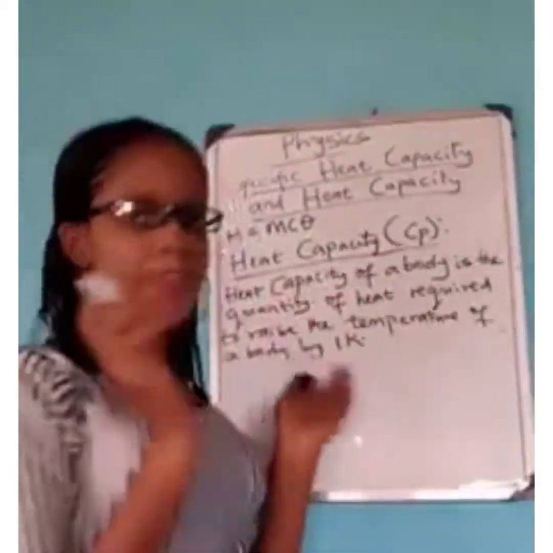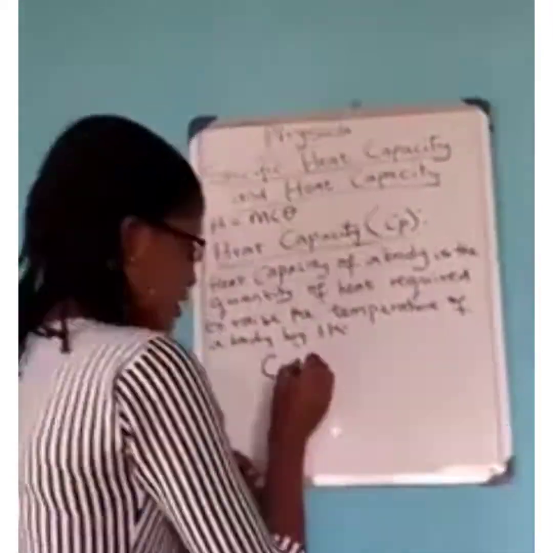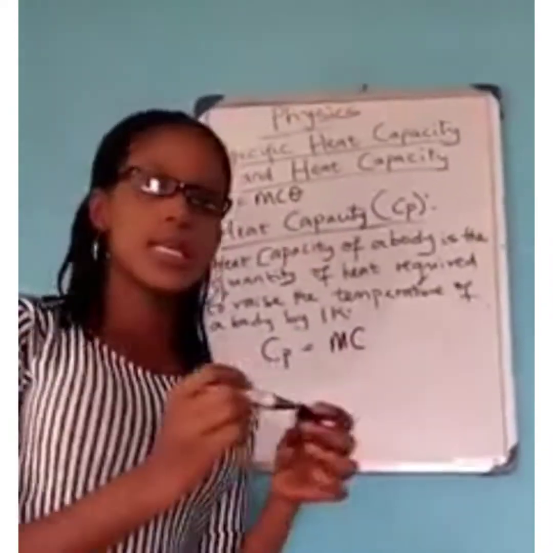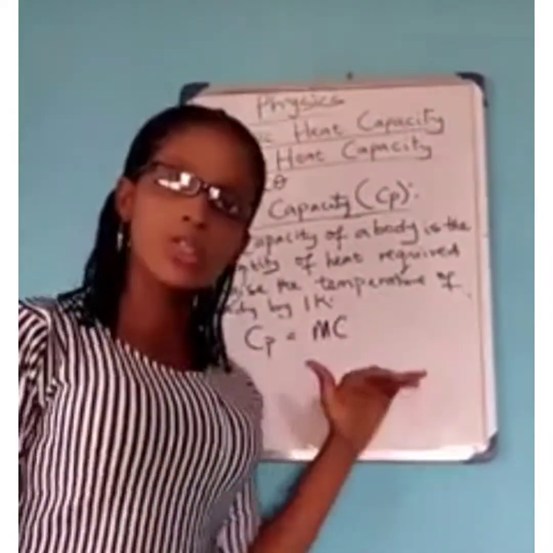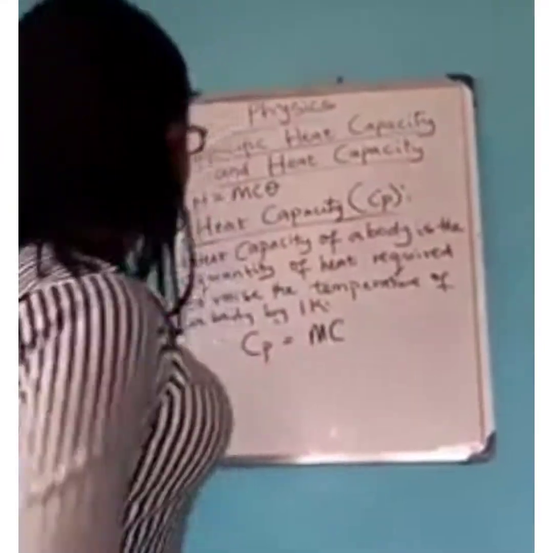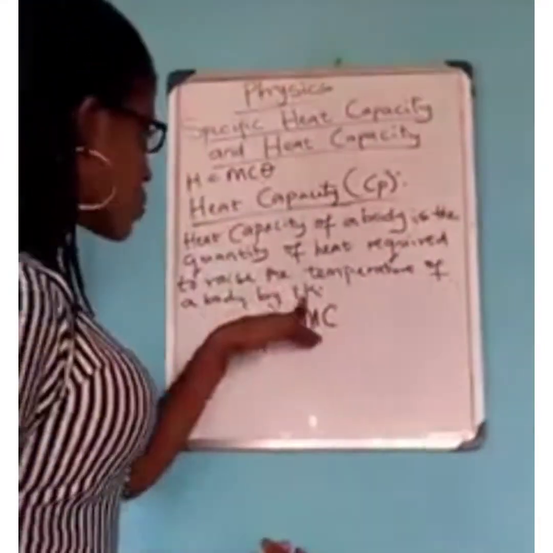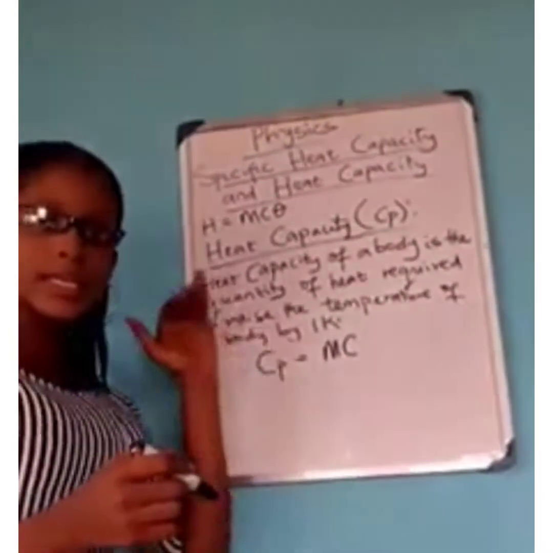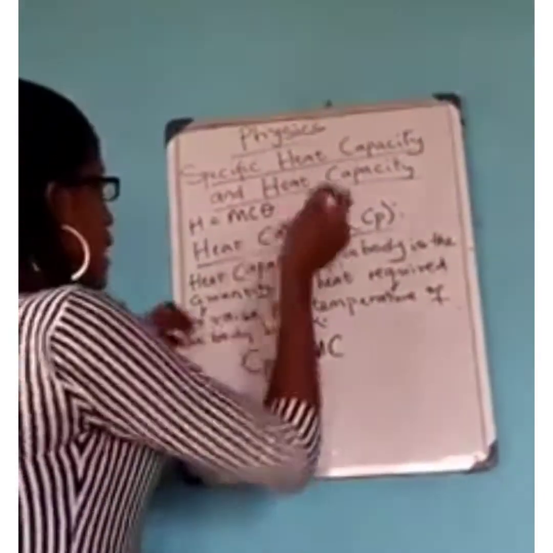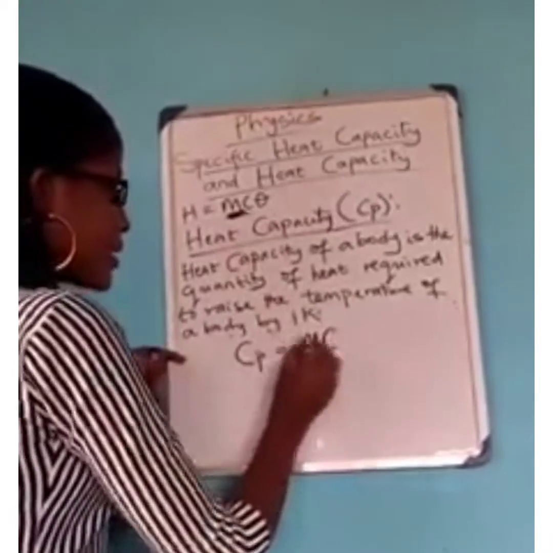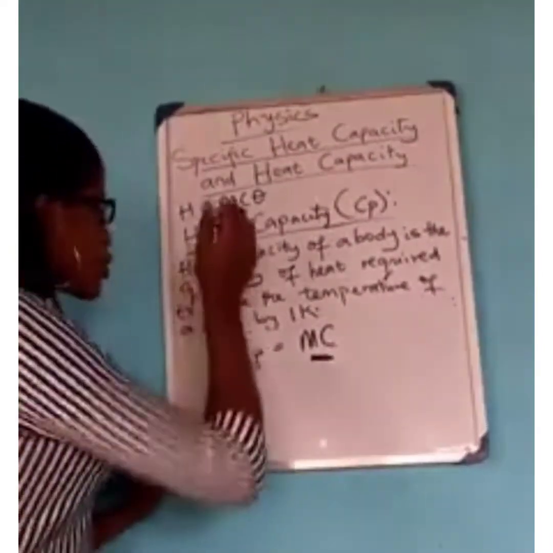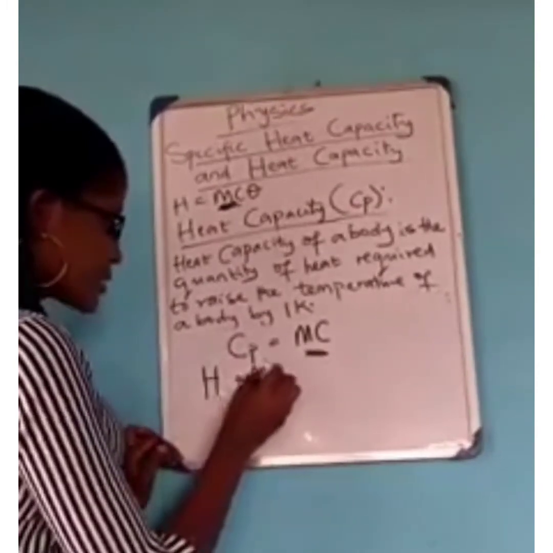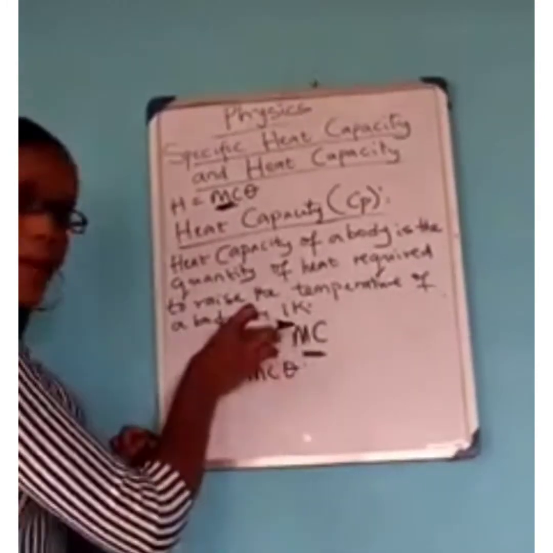Alright, if you agree that heat capacity is equal to mass times your specific heat capacity, therefore Cp is equal to mc. We can therefore substitute this equation into the final equation we have, that H is equal to mc theta. You can see that this mc theta can now be replaced with what? Cp. Thus we have H equal to Cp theta.